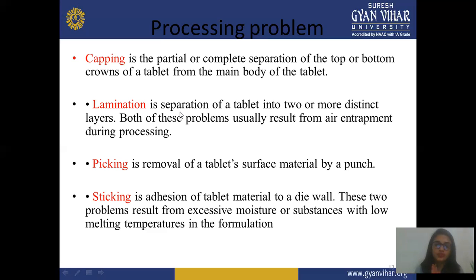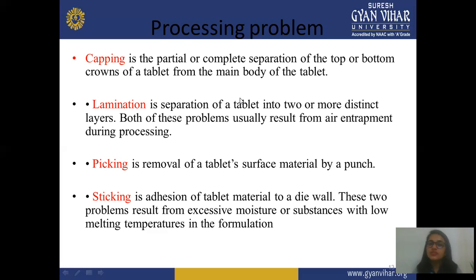The first processing problem is capping. Capping is a partial or complete separation of the top or bottom of the tablet from the main body of the tablet. Means in capping, the upper part or bottom of the tablet is completely removed from the main body. Capping mainly occurs due to die and punch problems, or maybe a granulation problem. In this, your tablet is not in a uniform form. Your upper layer or bottom layer gets removed, and it shows an uneven layer of the tablet.